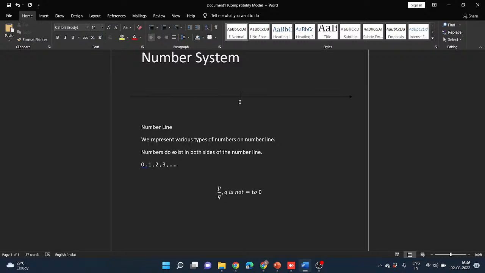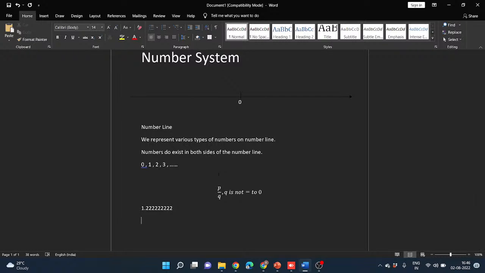There come irrational numbers also. So irrational numbers are the numbers which are not in the form of p by q. There may be some decimals such as 1.2222222, where 2 is repeating again and again. So this is a kind of irrational number. Other irrational numbers are in the form of roots as well.